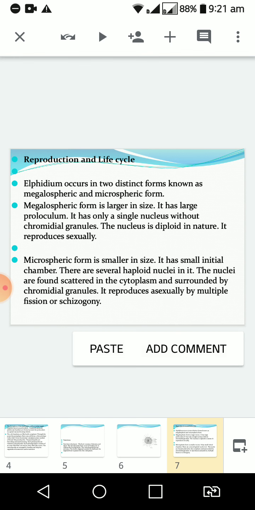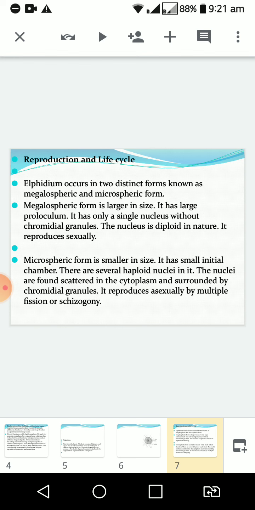Now come to the microsporic forms. Microsporic forms are very small in size and have small initial chambers. They have a haploid nucleus surrounded by chromatidial granules, and the microsporic forms reproduce asexually. So these microsporic forms always go for asexual reproduction.